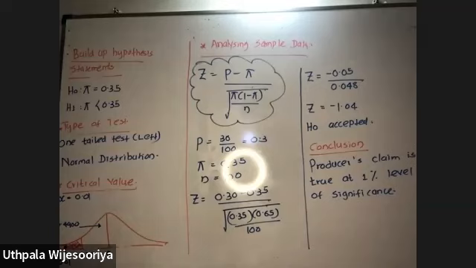Now this is testing hypothesis about any mistake. I'll give you 2 minutes for copying them down. And then the last part of this testing hypothesis is the difference between two proportions. Now, difference between two population proportions.